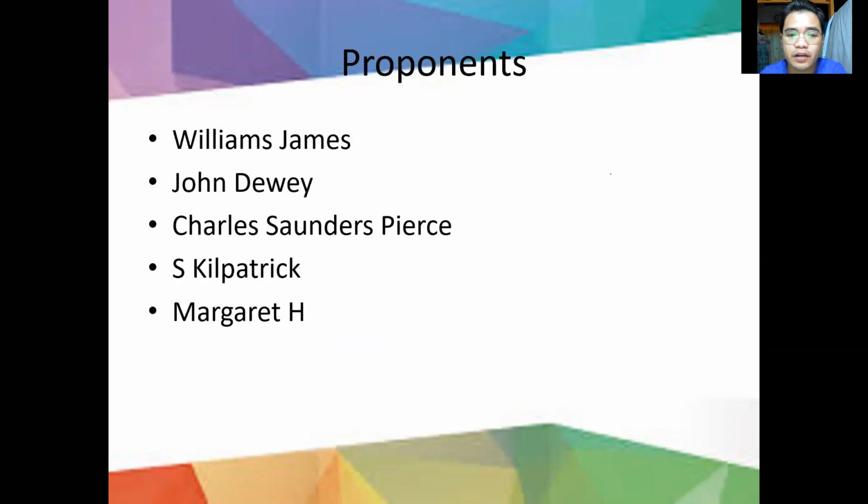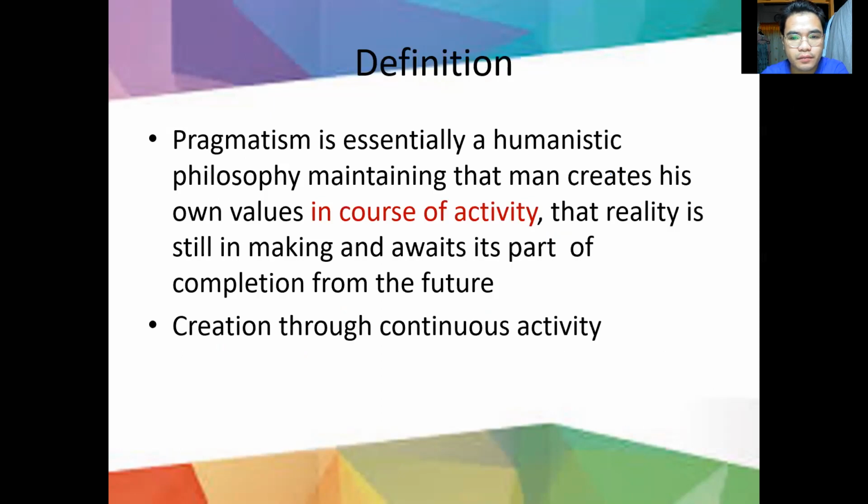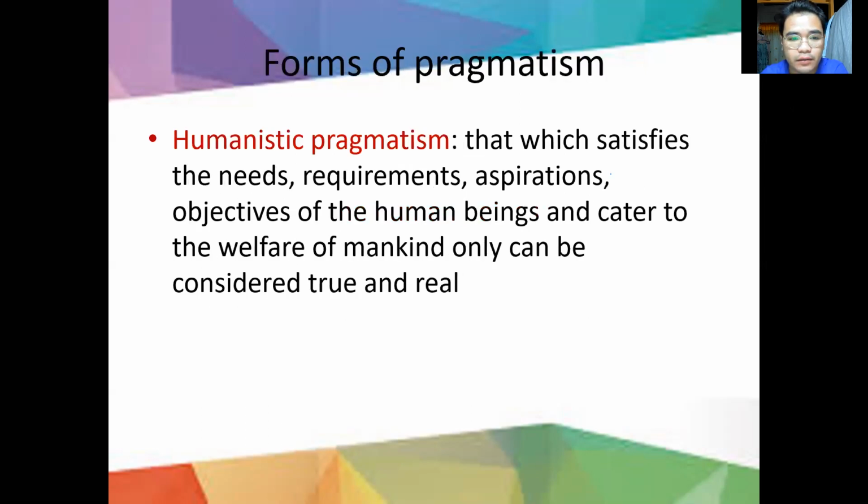Okay, so some proponents of this are James, John Dewey, of course, Saunders, Spears, Kilpatrick. So pragmatism is essentially a humanistic philosophy maintaining that man creates his own values in the course of activity, that reality is still in the making and awaits its parts of completion from the future. Creation through continuous activity. The humanistic pragmatism, that which satisfies the needs, requirements, aspirations, objectives of the human beings and caters to the welfare of mankind only can be considered true and real. As I have told you, humanistic philosophy endeavors to develop not only the mind but also the skills and attitudes of the learner, the whole human person.